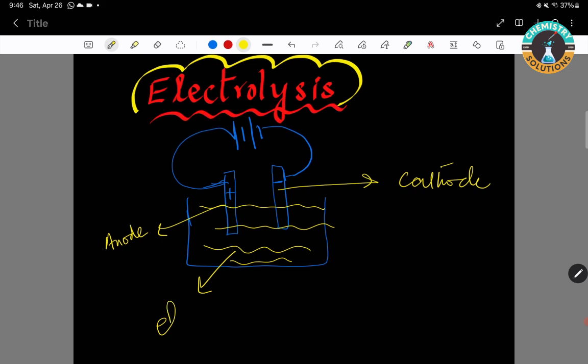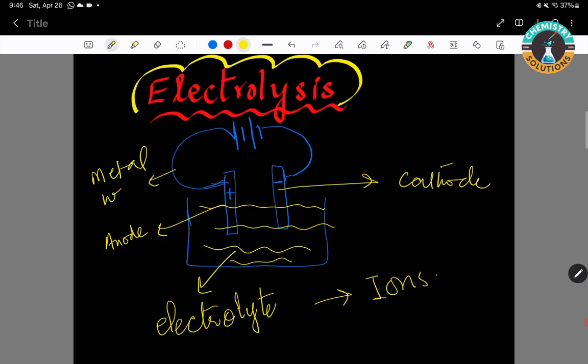This is the electrolyte. In the electrolyte, ions are responsible for conducting electricity, whereas this one is the metal wire, called the electrical conductor. In metals, delocalized electrons are responsible for conducting electricity. So this one is the electrical conductor.